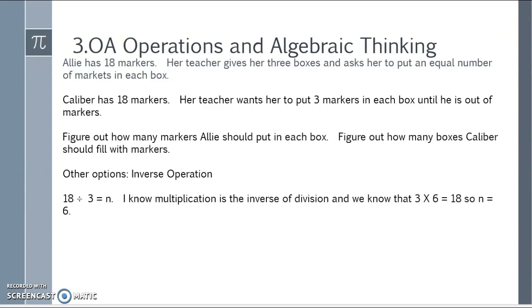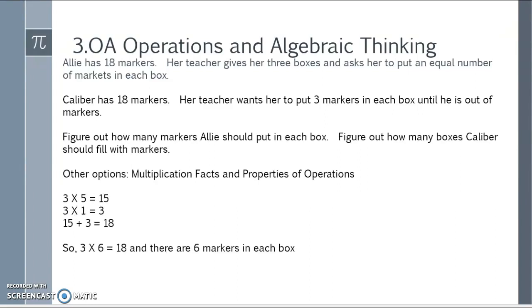Another option is known as the inverse operation. 18 divided by 3 is how many? We know that multiplication is the inverse of division, and we know that 3 times 6 is 18, so the answer must be 6. We could use multiplication facts and properties of operations as well. So 3 times 5 is 15, and 3 times 1 is 3, so 15 plus 3 is 18. Therefore, 3 times 6 is 18, and there are 6 markers in each box.